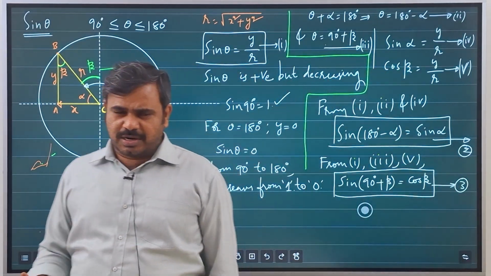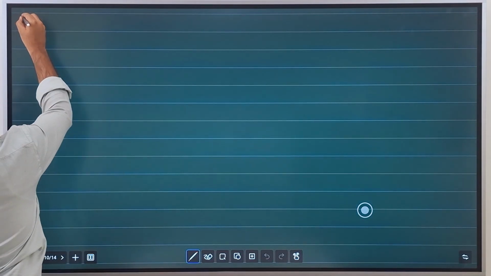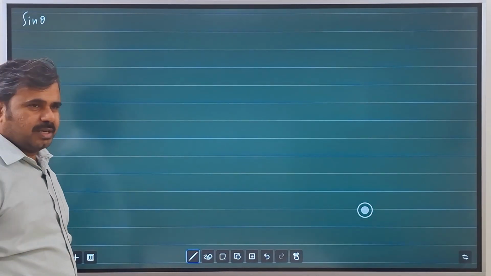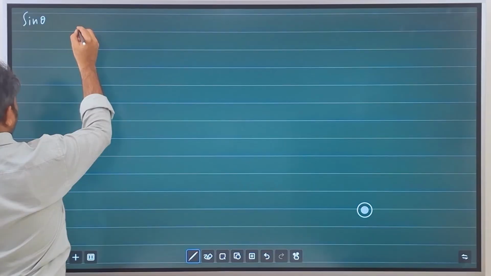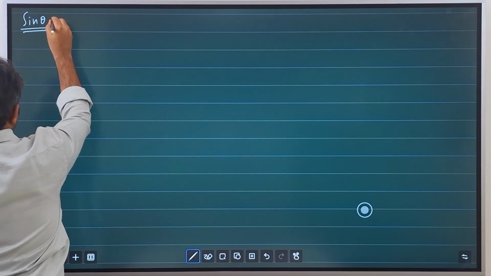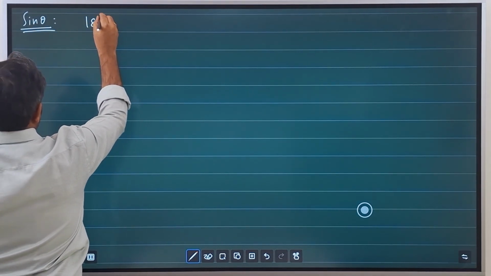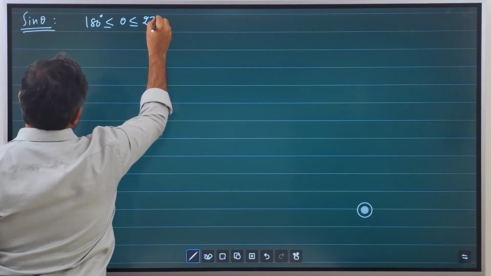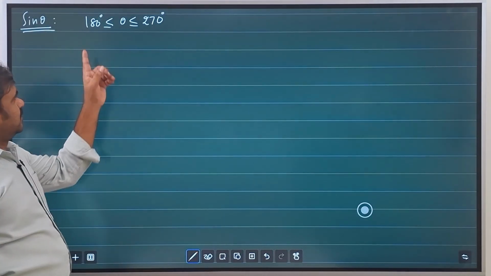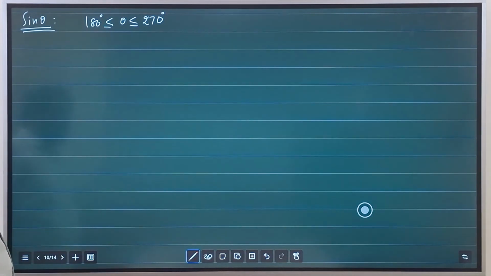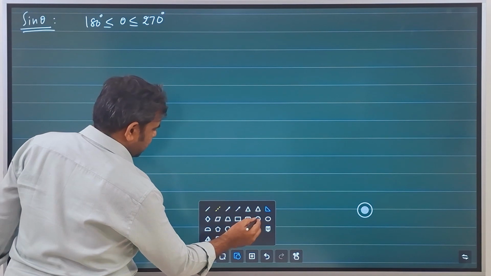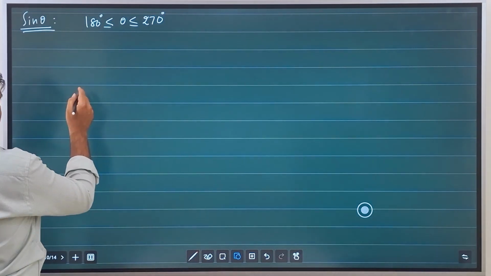Let's look at the third quadrant. In the third quadrant, again, we are going to study how sin theta is changing as theta is changing. Third quadrant means between 180 degrees and 270 degrees, as theta changes from 180 degrees to 270 degrees. So how is sin theta changing? That's what we are going to study.